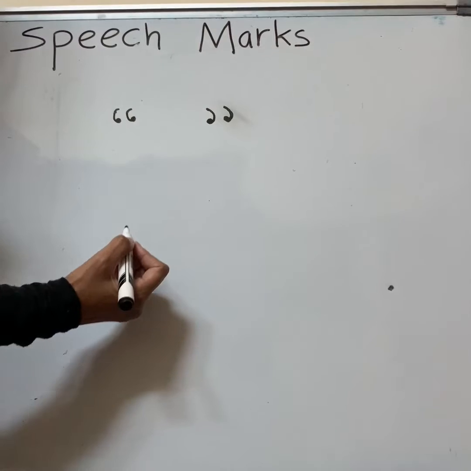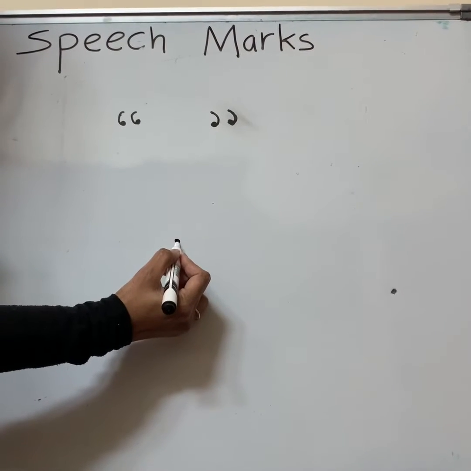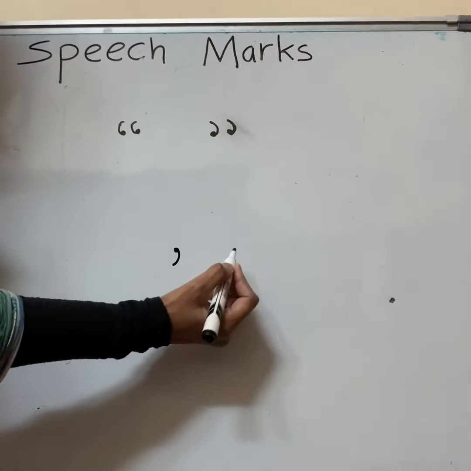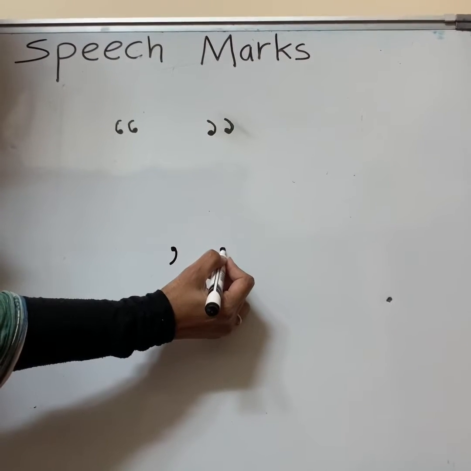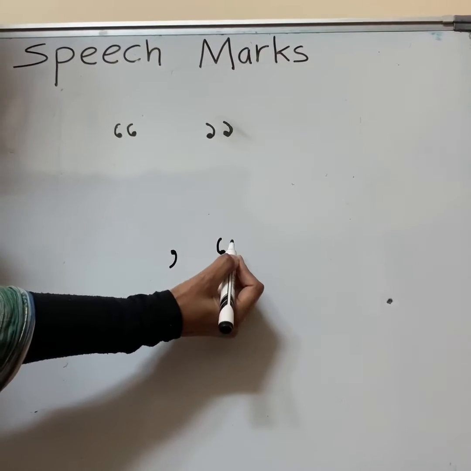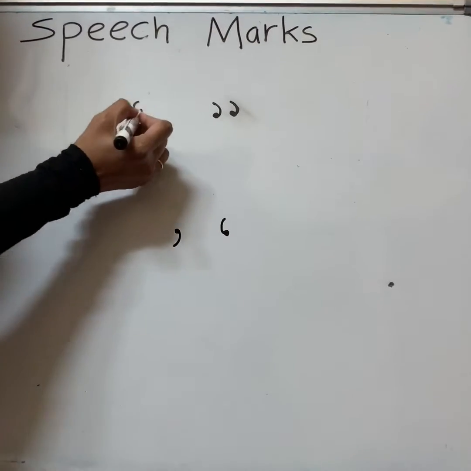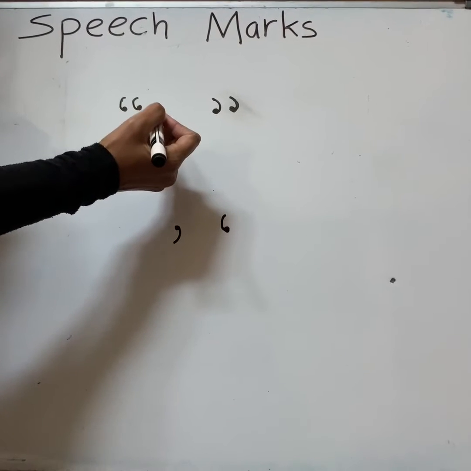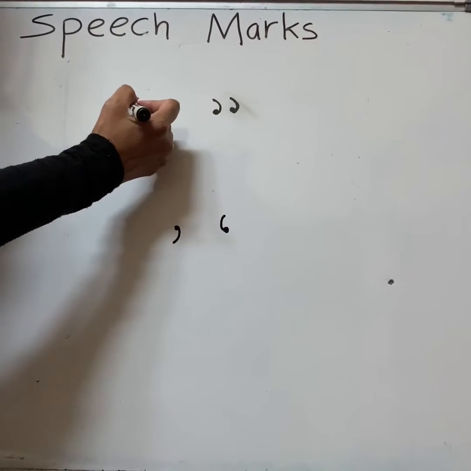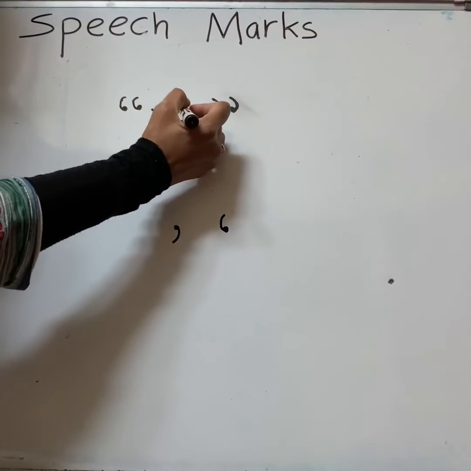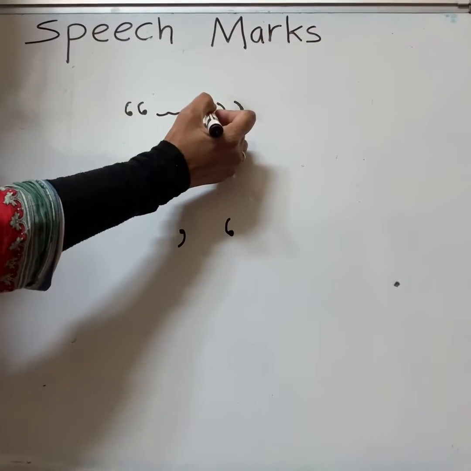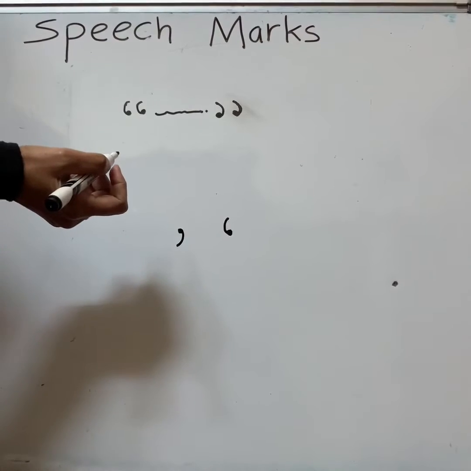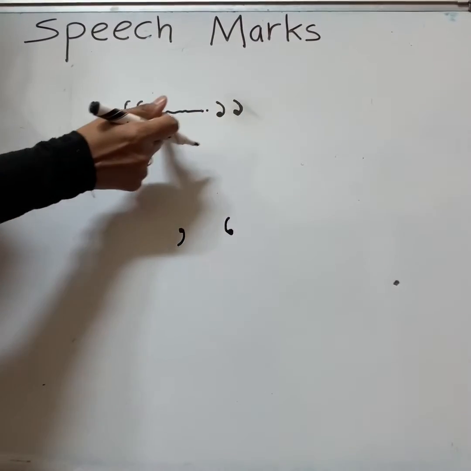You would have seen how to write a comma. A comma is like this, yeah? So speech marks are nothing but inverted commas, that is, upside down. Okay? And they come in pairs. Whenever we are writing a reported speech, they open up, then we write the sentence, and then we keep a full stop, and then we close the sentence using speech marks.